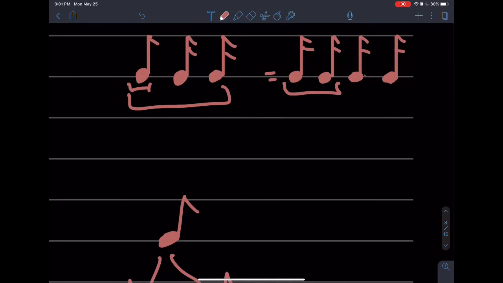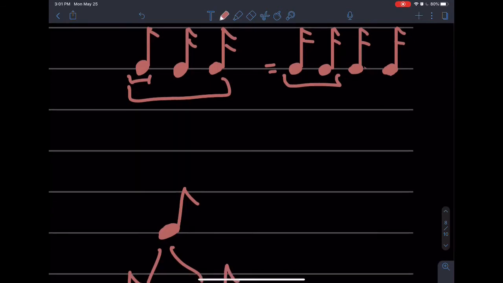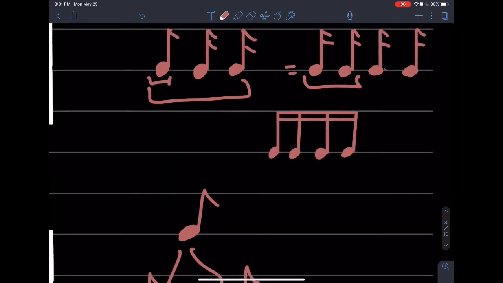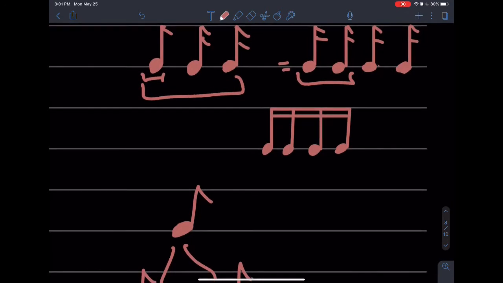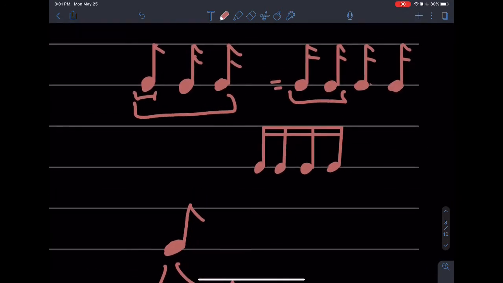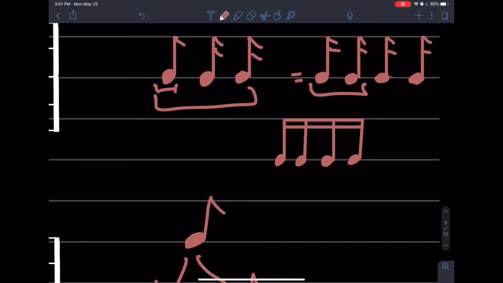Let's say we have a set of 4 16th notes. Just like that, 4 16th notes. How would we read this in 4/4 time? Well, in 4/4 time, one quarter note gets one beat. So 4 16th notes get a collective total of one beat. So this would read like 1 E and 1 E and.